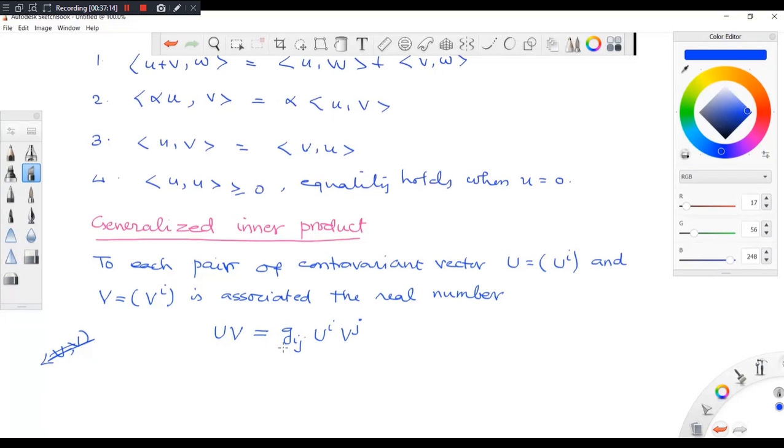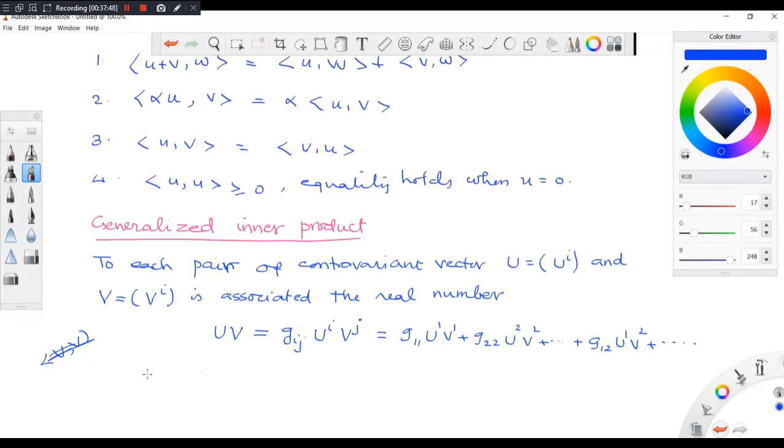This means g11 u1 v1 plus g22 u2 v2 plus etc., plus g12 u1 v2 plus etc. So this way, this is what I mean. And if your gij is 0 when i is not equal to j, then g11, g22, etc. will come only. So that's the meaning.